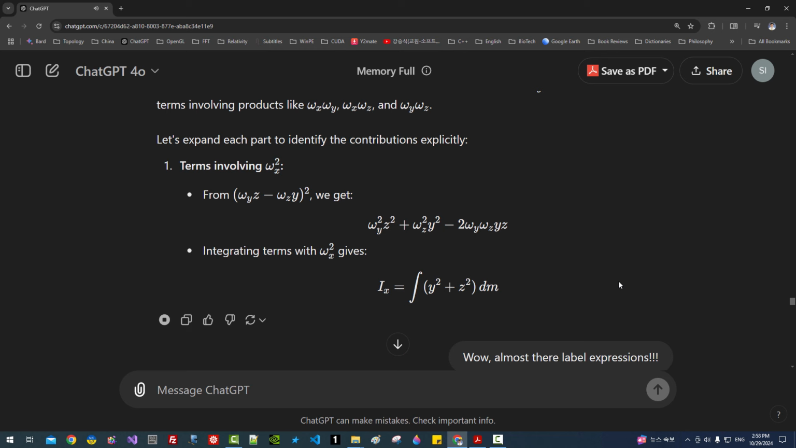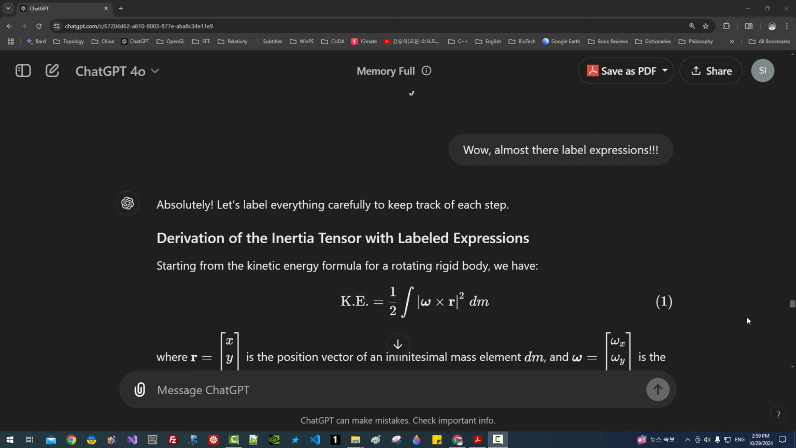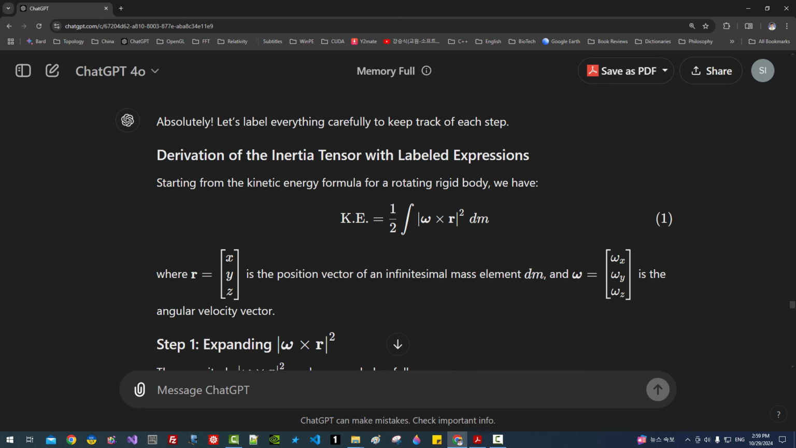1. Terms involving ω_x². From (ω_y z − ω_z y)², we get ω_y² z² + ω_z² y² − 2 ω_y ω_z y z. Integrating with ω_x² gives I_x equals the integral of (y² + z²) dm.